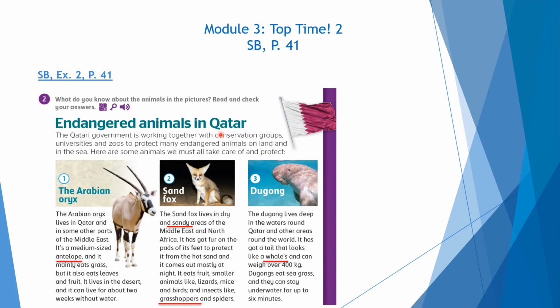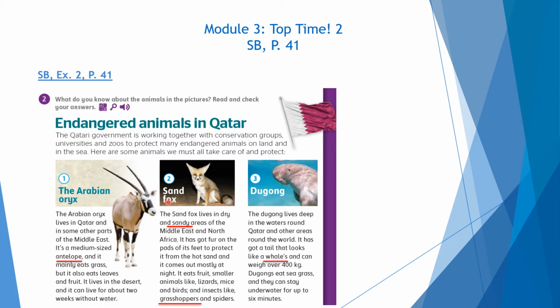Endangered animals in Qatar. The Qatari government is working together with conservation groups, universities and zoos to protect many endangered animals on land and in the sea. Here are some animals we must all take care of and protect. The Arabian oryx. The Arabian oryx lives in Qatar and in some other parts of the Middle East. It's a medium-sized antelope, and it mainly eats grass, but it also eats leaves and fruit. It lives in the desert, and it can live for about 2 weeks without water.